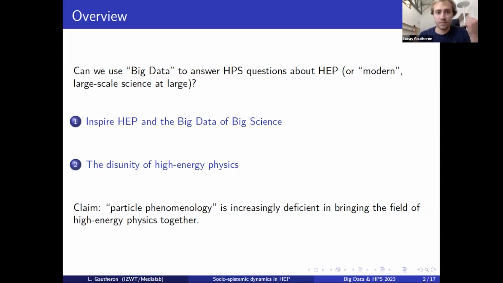First, I will introduce Inspire HEP, a database focused on the big science that is high-energy physics. And second, I will use this database to address questions motivated by the HPS literature about the disunity of science. The final claim I will put forward is that particle phenomenology is increasingly deficient in bringing together the field of high-energy physics, and challenges its unity.